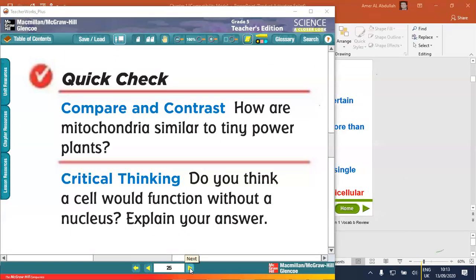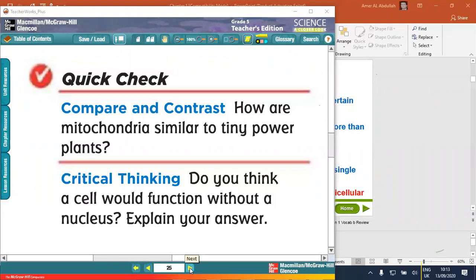I will repeat. Last time, I will repeat the answers. I don't think a cell can function without a nucleus. Okay? Because the nucleus controls the cell's activities. You can write till here. Sir, can you repeat number 1? When I finish number 2, I will repeat.